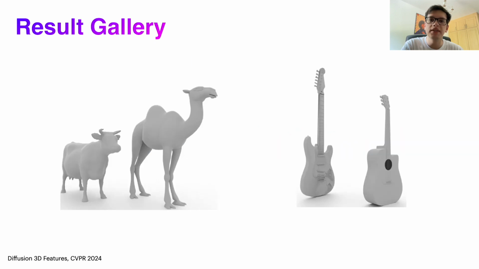Thanks to this semantic understanding, Diff3F can effectively handle non-isometric correspondence, as seen in this example of a cow and a camel, where the geometry is very different. Here, the neck of the cow matches with the stretched neck of the camel. Owing to the utilization of foundational models, our method is not constrained to specific classes of humans and animals, and can work effectively across varied categories, such as this pair of electric and acoustic guitar.